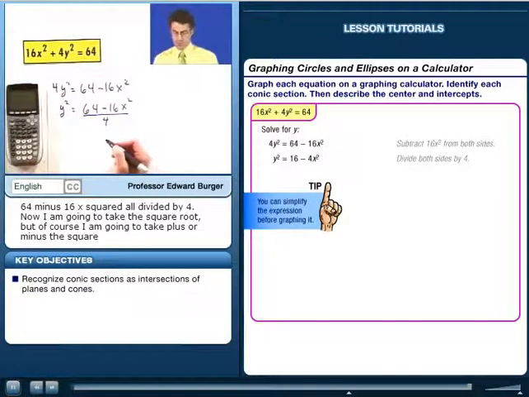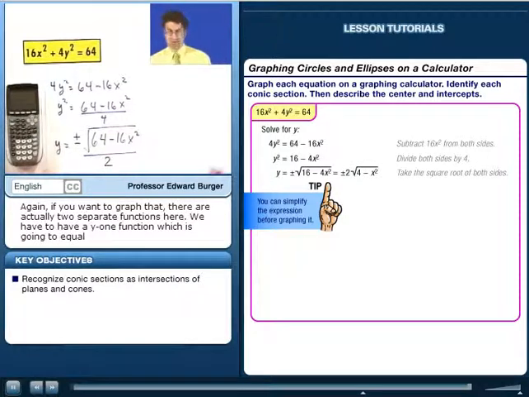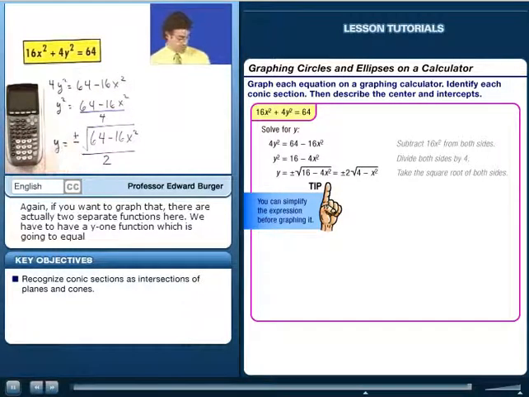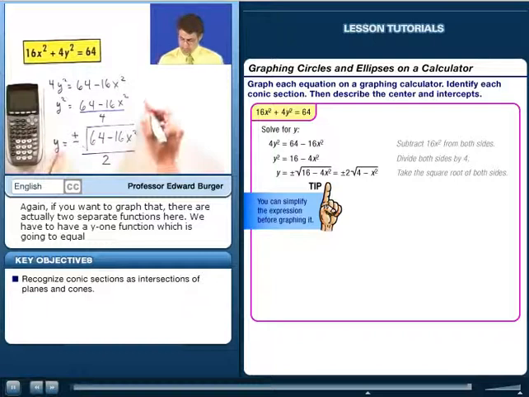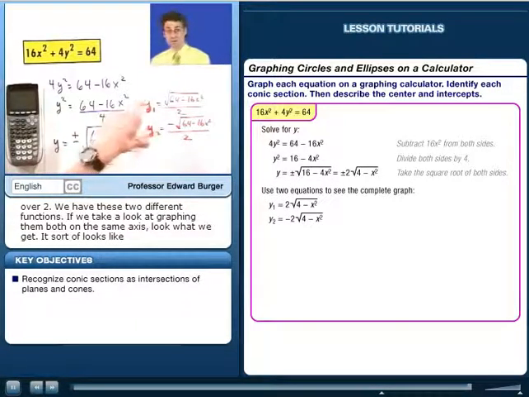by 4. And now I'm going to take the square root, but of course I've got to take plus or minus the square root. So y equals plus or minus the square root of 64 minus 16x squared, divided by the square root of 4, which is just 2, so I could write just 2 here. Again, if you want to graph that, there are two separate functions here. We have a y1 function, which is going to equal the square root of 64 minus 16x squared, all over 2. And then the y2 function, which is the other part, negative square root of 64 minus 16x squared, all over 2. So we have these two different functions.